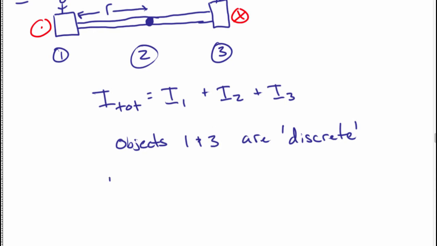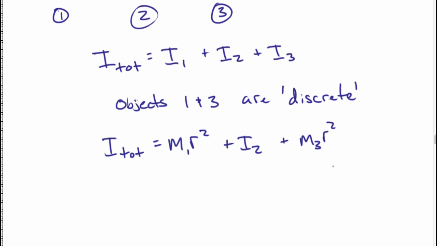So I could already start to expand my total moment of inertia calculation with that in mind. I'd say the mass of 1 times r squared, that's the moment of inertia for the guy on the left. I don't know what the moment of inertia for I2 is yet. That's a continuous object. For object 3, it's got to be the mass of 3 times r squared, because the distance to that guy is the same. So the question becomes, what about I2? What is I2?